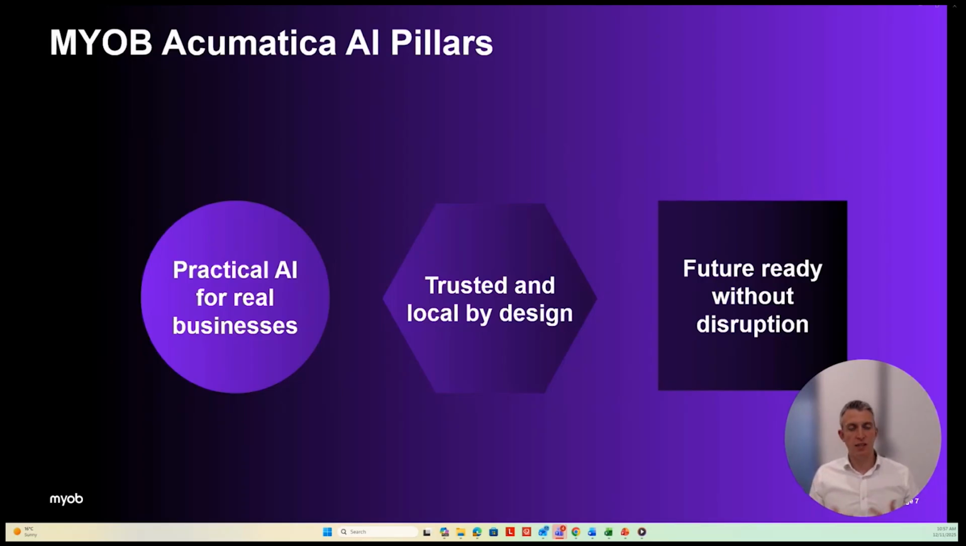The second is this idea about making sure that it's trusted and local in regards to the way that it's designed and provided to customers. So we feel what's really important is that you have AI that you can trust and is built for the Australian and New Zealand market. So it meets local compliance requirements, governance, with data stored locally or utilized in a way that meets local regulations. And this for us is super important, particularly as we collaborate very closely with AWS and ThoughtWorks, who are some of our technology partners in this space.